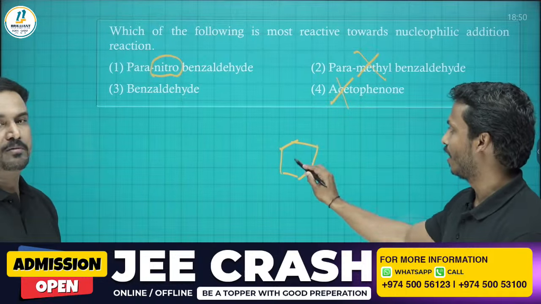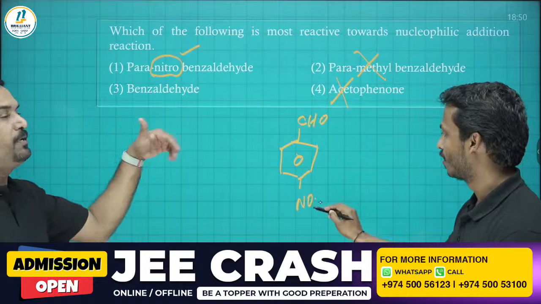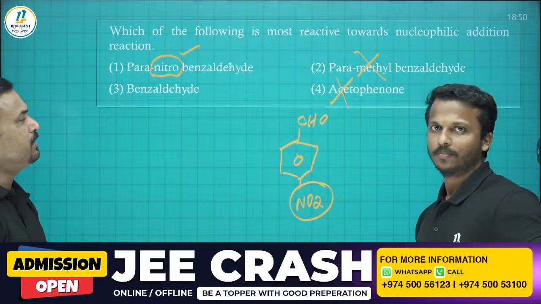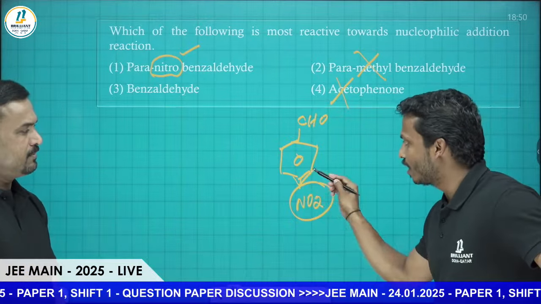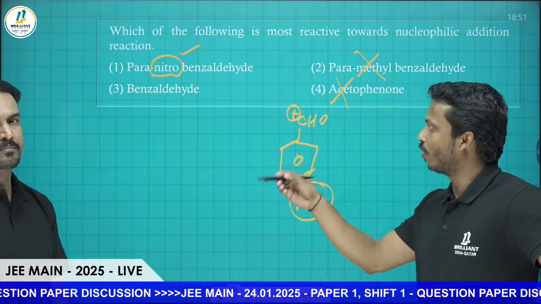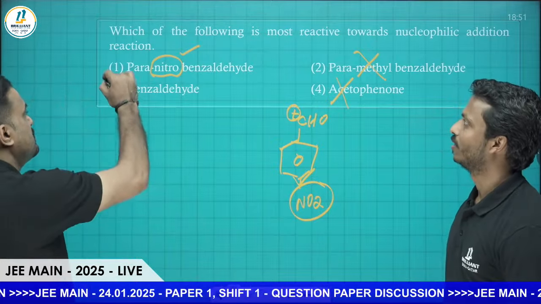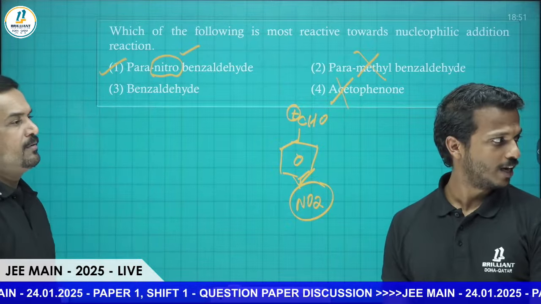Right. Electron withdrawing group will make the positive charge on carbon much more, so the nucleophile can attack easily. So nucleophilic addition reactivity will be more. So the correct answer is this one, option 1. Option 1, right?